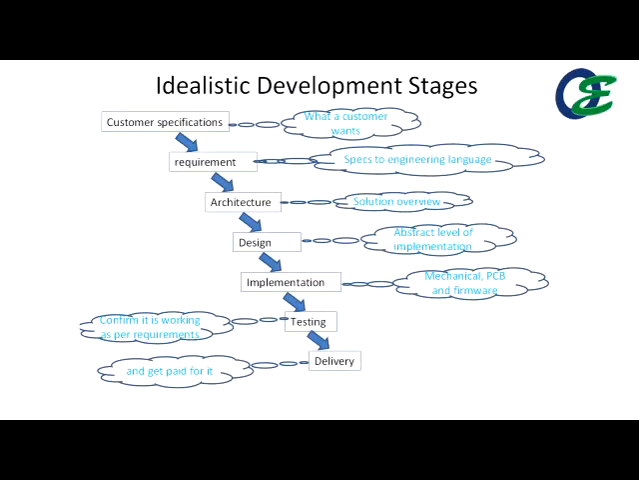This is an idealistic development stage, doesn't really happen, but this is how people look at it. This is also called the waterfall model. So customer comes to you with a set of specifications, converted to requirements, then architecture, design. Design is an abstraction level. Architecture is when you go back to a customer, see this is how we are solving the problem. Then comes the hard part, the implementation, testing, and the delivery.